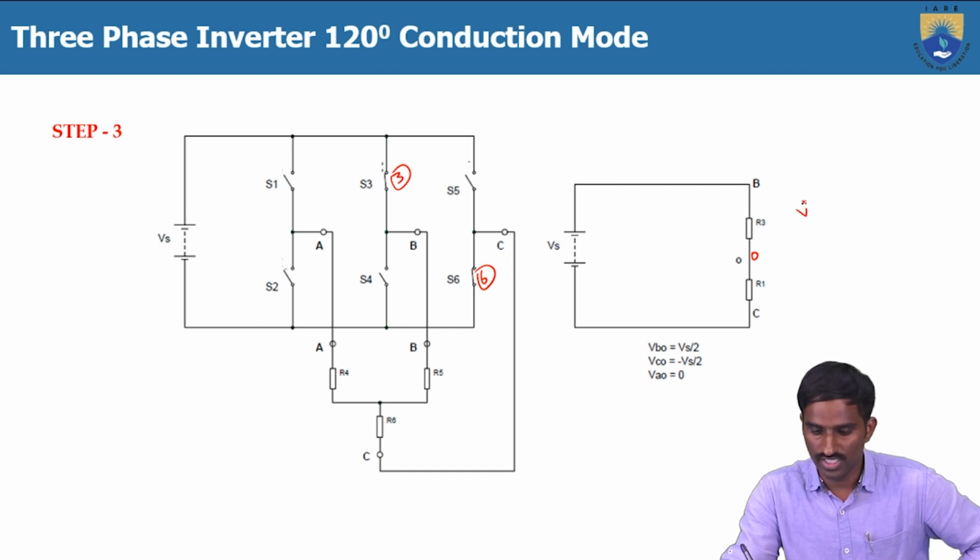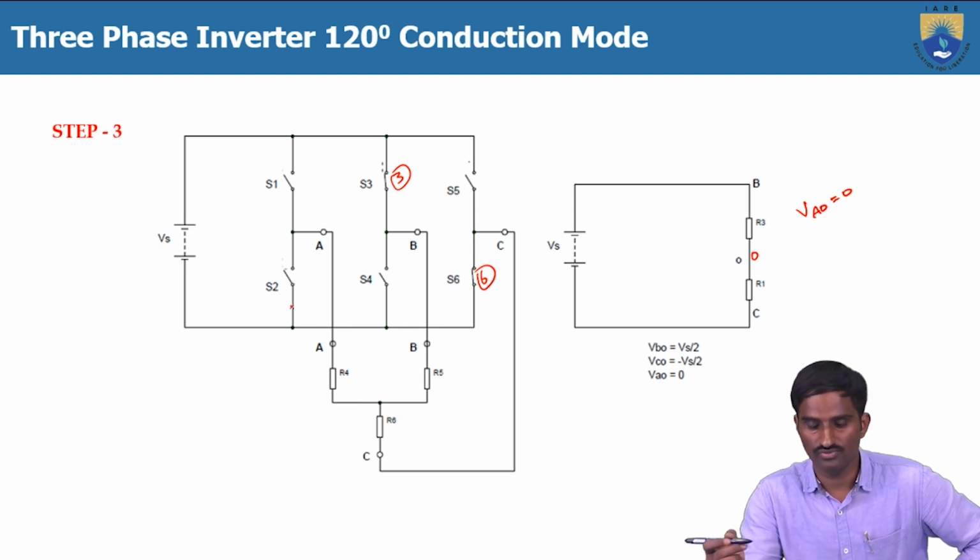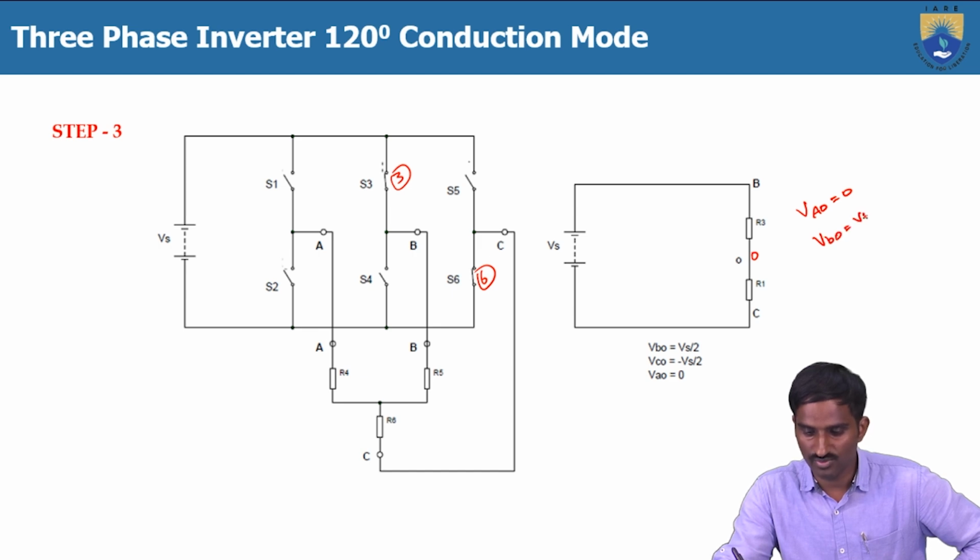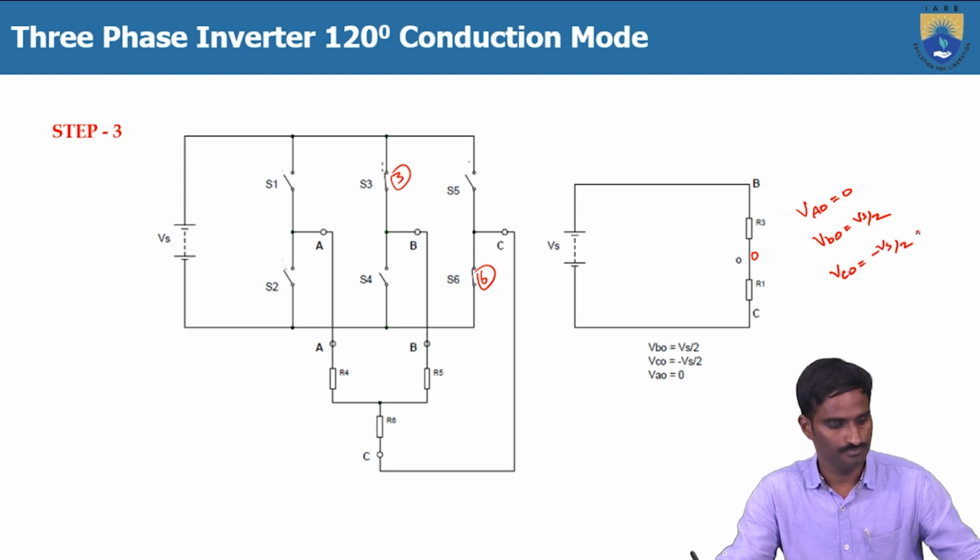So that's why VAO is equal to 0, because both the switches connected to phase A are turned off. So VAO is equal to 0, and VBO is equal to Vs by 2, and VCO is equal to minus Vs by 2.